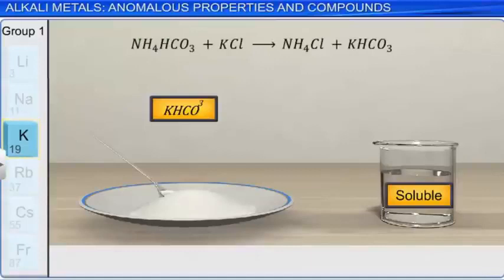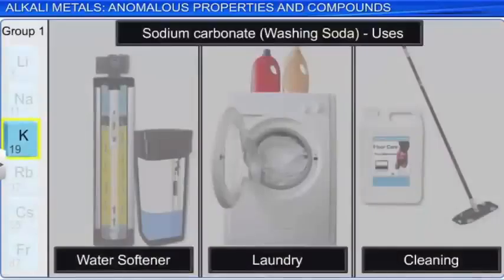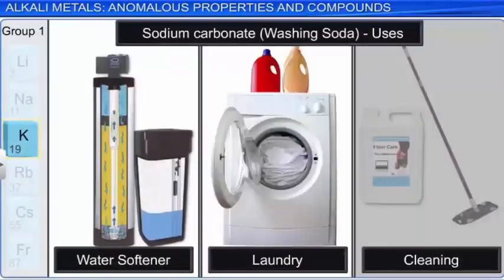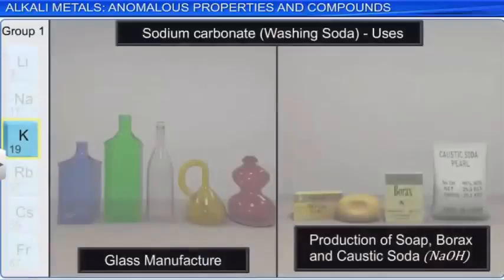Sodium carbonate has a variety of household and industrial uses. It is used in water softening as well as in laundry and cleaning. It is used in the manufacture of glass and in the production of soap, borax and caustic soda, otherwise known as sodium hydroxide.